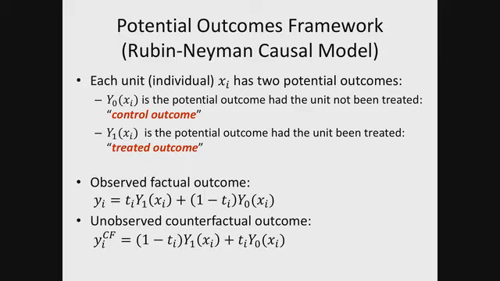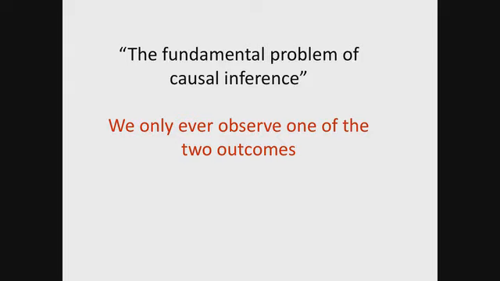Now, the key challenge in this field is that in your data set, you only observe the factual outcomes. And when you want to reason about the counterfactual, that's where you have to impute this unobserved counterfactual outcome. And that is known as the fundamental problem of causal inference, that we only observe one of the two outcomes for any individual in the data set.